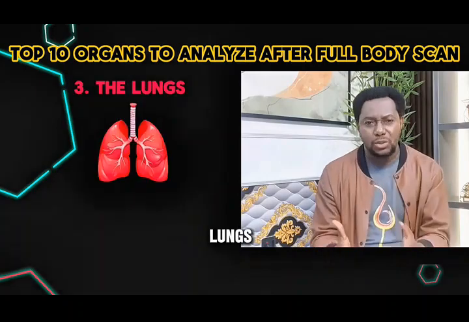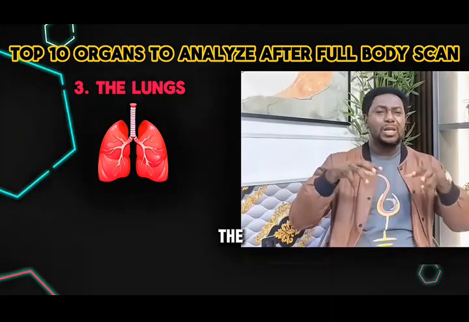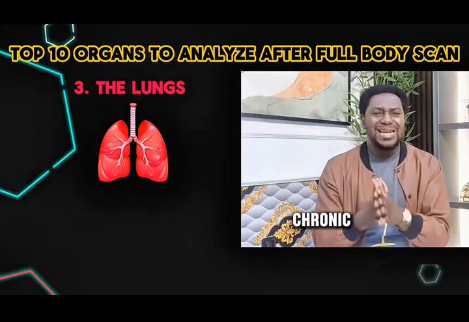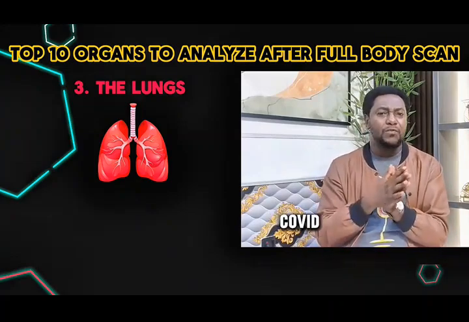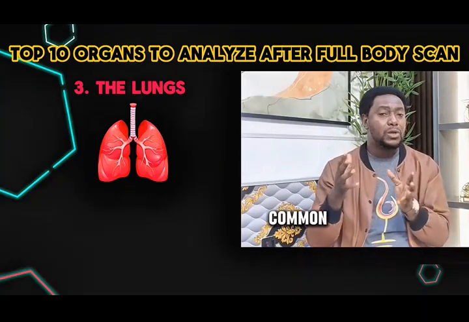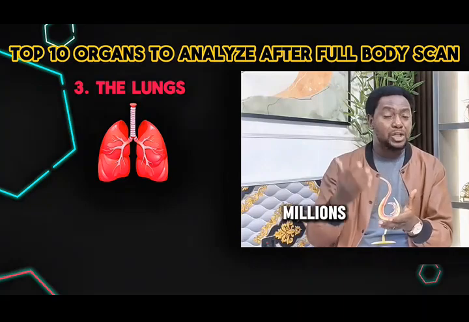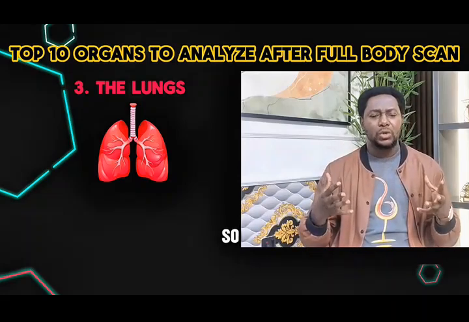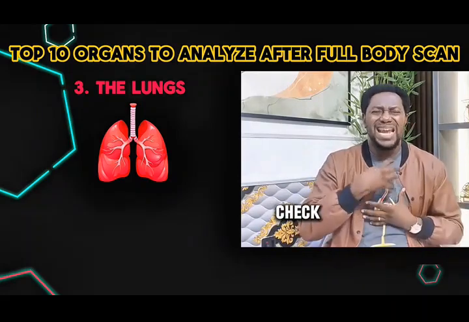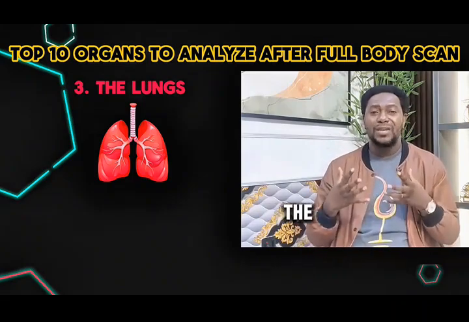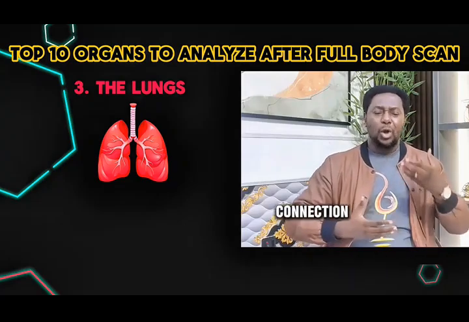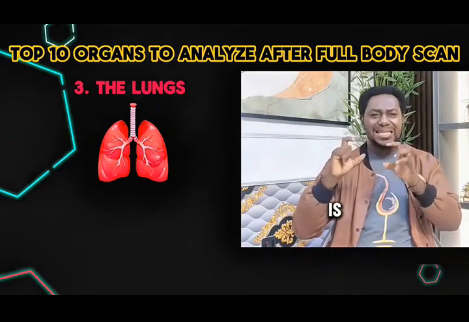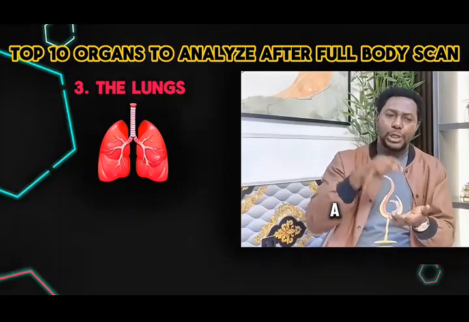Number 3 is the lungs. Why should we give priority attention to the lungs? The lungs, the respiratory system, is a common site for chronic disease manifestation. Can you remember during COVID-19? One of the most common symptoms that was killing millions of people was respiratory symptoms, pneumonia, and so on. So we need to run tests to check the vital capacity of the lungs. There's a connection between the heart and the lungs. If you're not exhaling and inhaling well, it is a marker, a pointer to a sub-health condition.